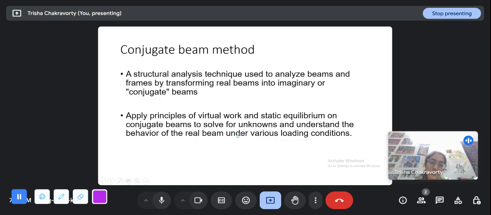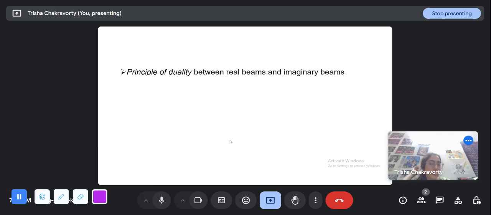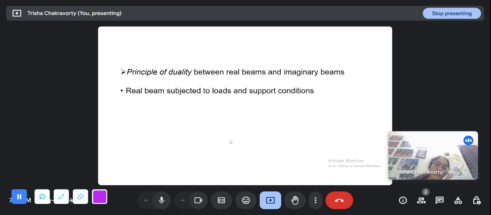So these unknowns are commonly the deflection, the displacements, and the rotations. There is a principle of duality between real beams and imaginary beams. The real beam is subjected to loads and support conditions. So the real beam is what I have been given. As I said, it's a beam. It has given support conditions, the boundary conditions. It has certain loading, and I'm interested in finding out what the deflection profile and the rotation profile are.